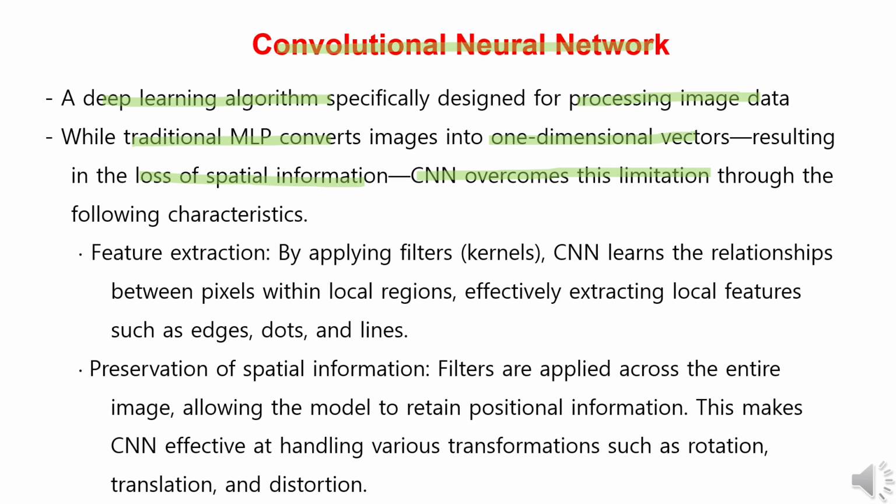First, CNN learns by focusing on local regions of an image using filters. This allows them to effectively extract local features such as edges, dots, and lines. By applying these filters across the entire image, CNN is also able to preserve positional information. This makes CNN effective at handling various transformations such as rotation, translation, and distortion.